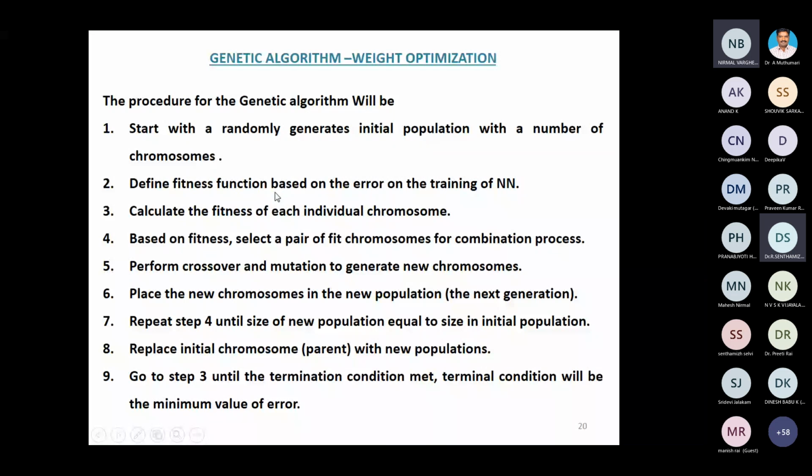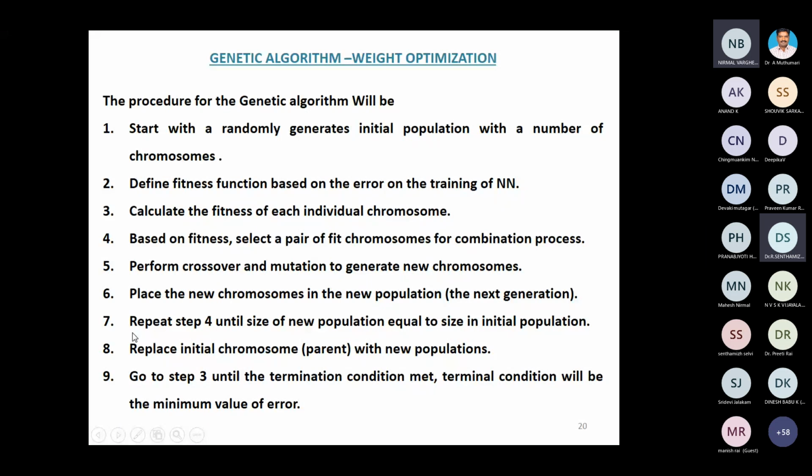So based on the fitness values, you define the training of the neural network population. Calculate the fitness of each individual chromosome. Based on the fitness, select a pair of fit chromosomes for the combination process. Perform crossover and mutation to generate a new chromosome, I mean, an offspring or child chromosome, as it is normally called. Place the new chromosome in the new population, I mean, the next generation.